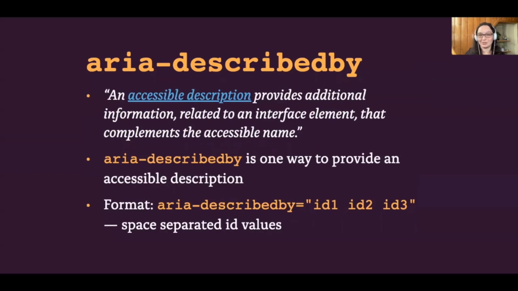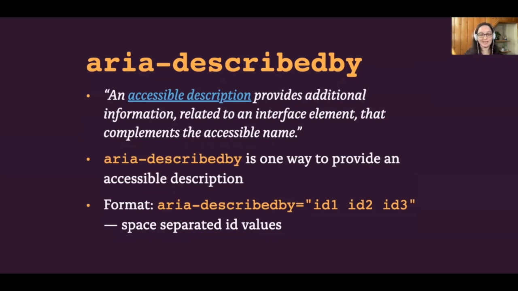So now we'll go on to ARIA describedby. ARIA describedby isn't going to add an accessible name, it's going to add an accessible description. So according to the W3C website, an accessible description provides additional information related to an interface element that complements the accessible name.